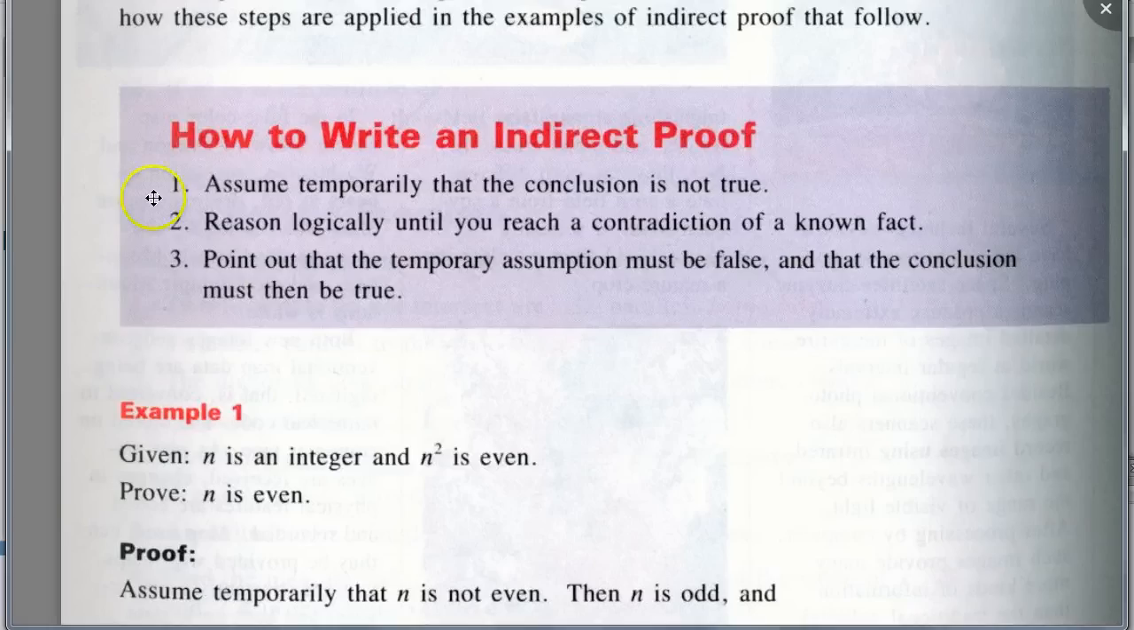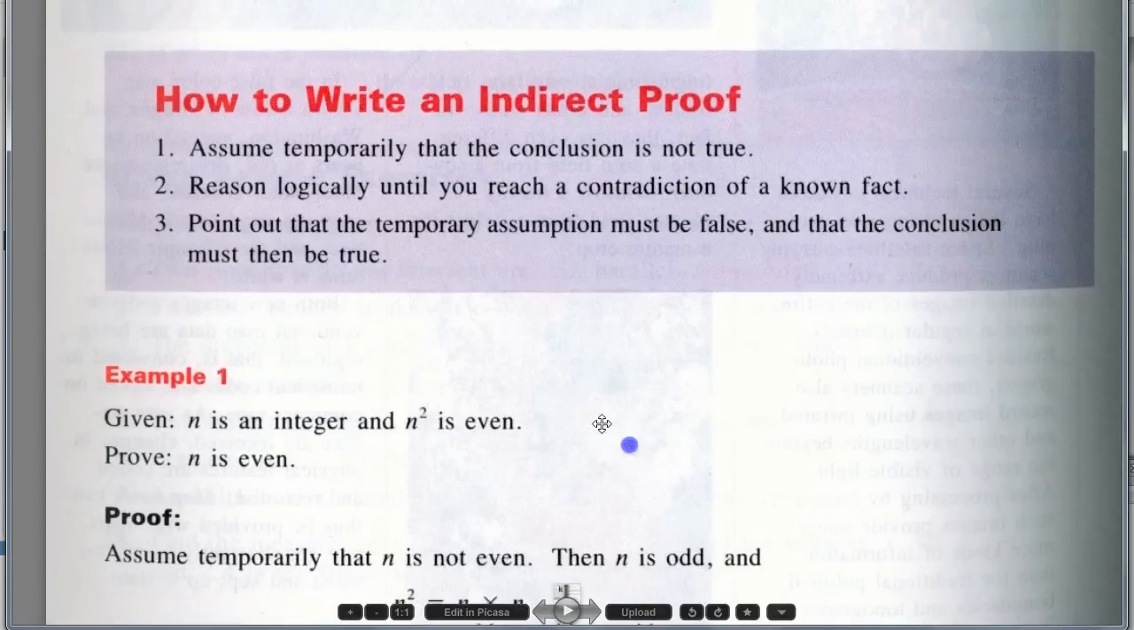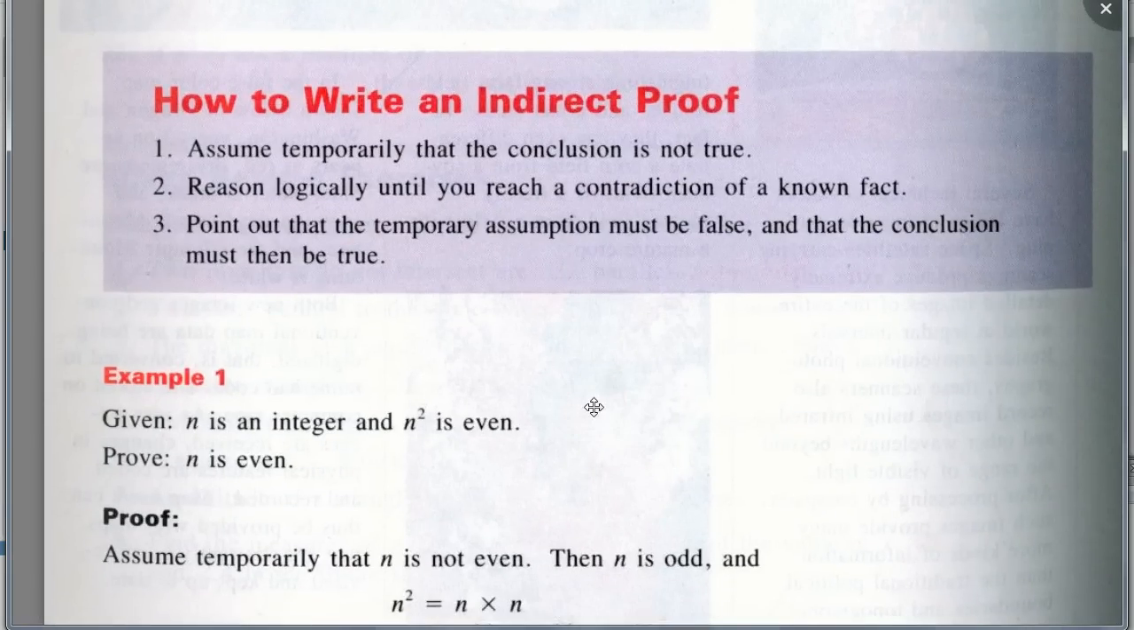Right, so let's just look at these 3 steps. Do you see how this is really related to the contrapositive, right? If I have if P then Q, look at what the first statement says. What's that saying? Assume temporarily that the conclusion is not true. That's the if not Q part, right? Then that's contrapositive. You see how we're doing if not Q here?